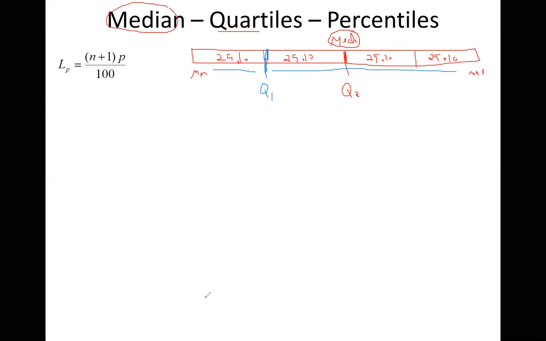In the same way, we can introduce the third quartile. The third quartile, or Q3, is the value that divides the data so that 3 quarters are less than it and 1 quarter is greater than it. So you have 75% less than and 25% greater than. This is the description of the median and the quartiles.